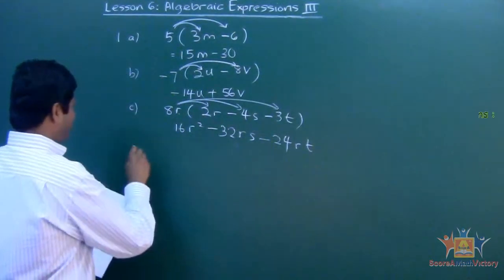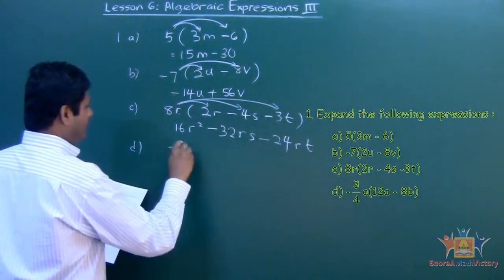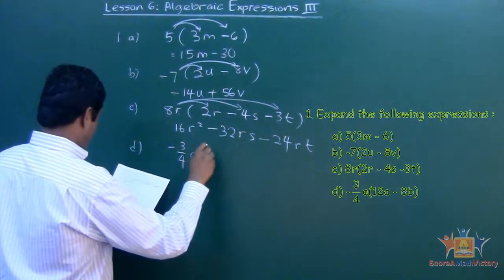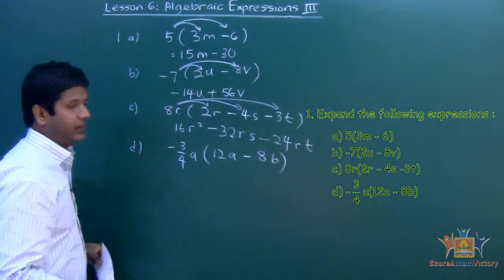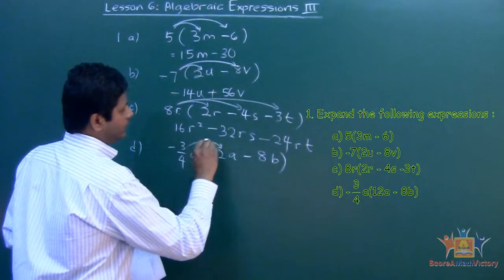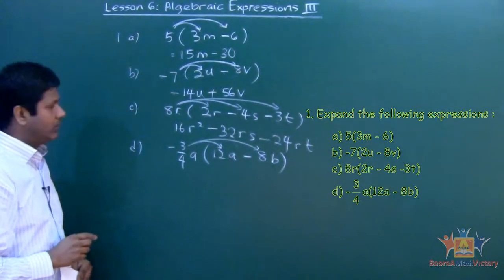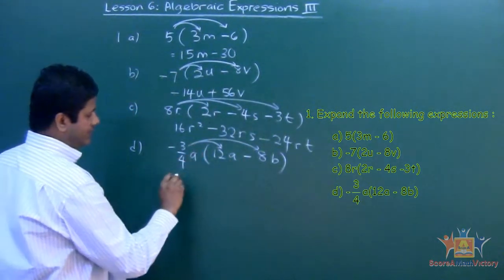Okay, good. Now let's do D. Now D, you're given negative 3 over 4a times 12a minus 8b. Again, we're distributing, so use the arrow method right there, the shooting arrow. Negative and positive, it's negative.